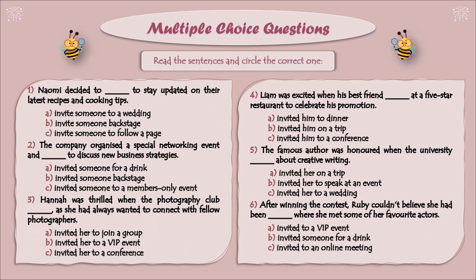Multiple choice questions. Read the sentences and circle the correct one. 1. Naomi decided to blank, to stay updated on their latest recipes and cooking tips. A. Invite someone to a wedding. B. Invite someone backstage. C. Invite someone to follow a page.